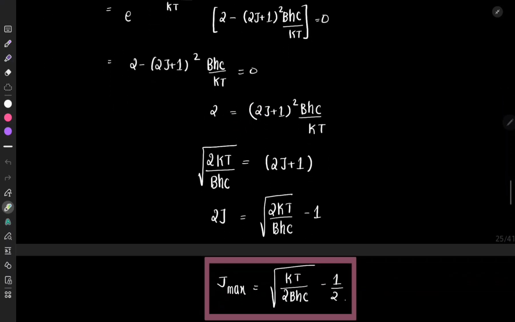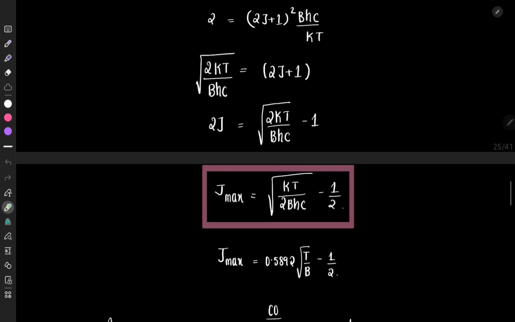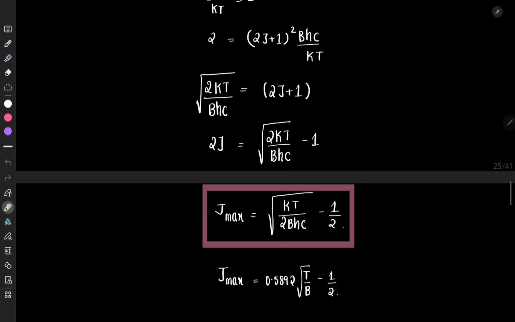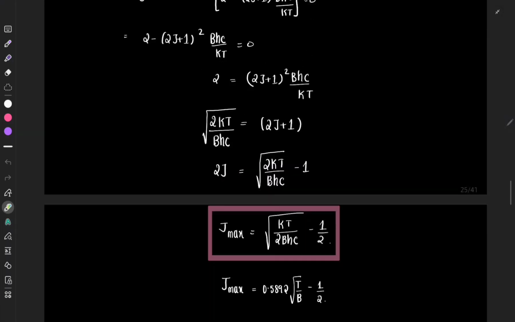On solving, putting it equal to 0 and all, finally you will get J max to be equal to the square root of kT by 2Bhc, minus 1 by 2. The values of k, h and c we know. Just solving the known values, you will get the value to be equal to 0.5892, and the values which vary, that is T and B, you can keep like that. And finally J max is equal to 0.5892 root T by B minus 1 by 2. So that's it for today. See you in the next one.